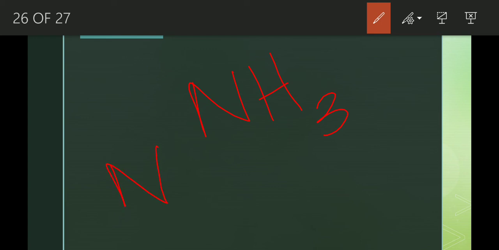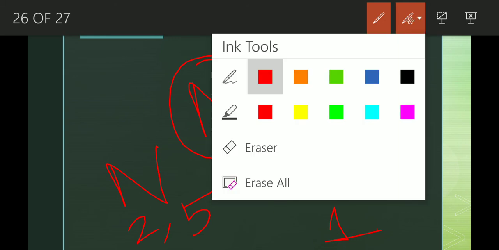Electronic configuration of nitrogen is 2, 5 and hydrogen we know it's 1. Here 1 nitrogen is present and 3 hydrogen is present. So how we will write the structure? N in the middle and 3H at the top and on the 2 sides. Nitrogen has 5 valence electrons, right? 1, 2, 3, 4, 5. And each hydrogen has 1 valence electron.